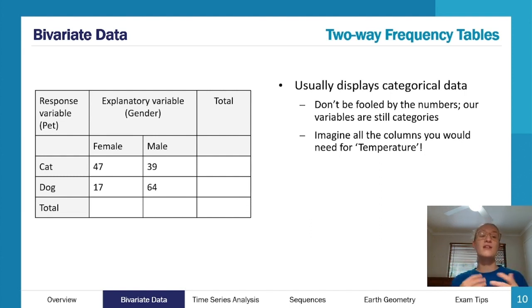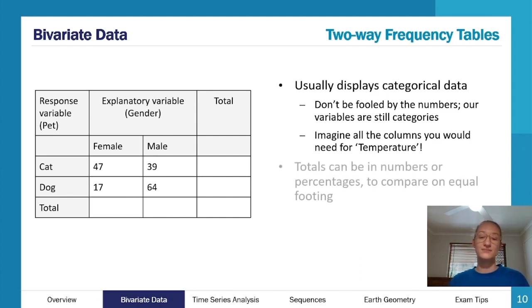Here, for example, we only have female, male, cat, dog. We've got 2 variables and we only have 2 categorical options for each. So it's a lot easier to represent it this way. And again, while we do have numbers representing the amount of votes for each category, our variables themselves are gender and pet. They're definitely categories because the categories in this scenario are female and male and cat and dog. And totals, like I said before, can be expressed in either numbers or percentages.